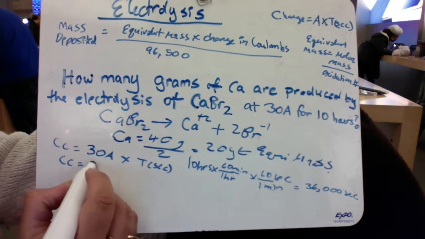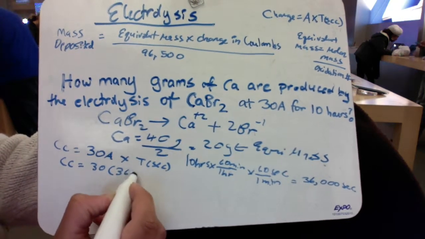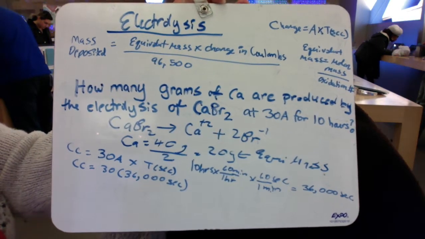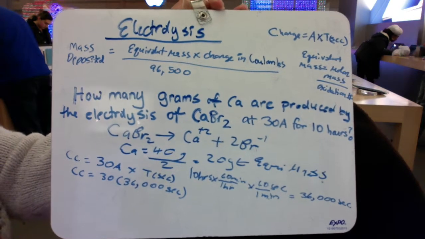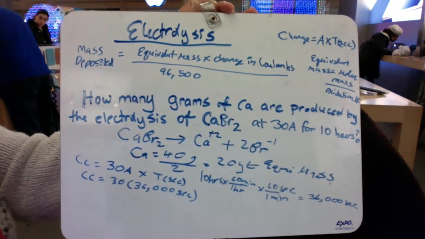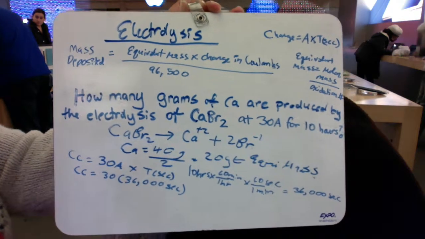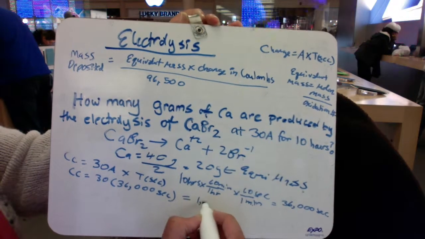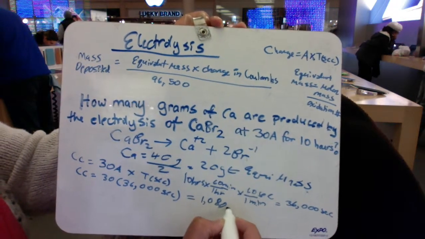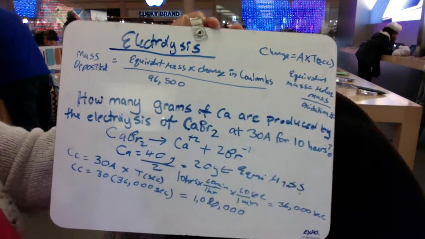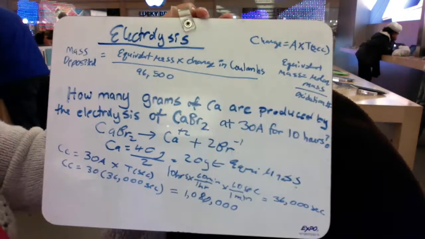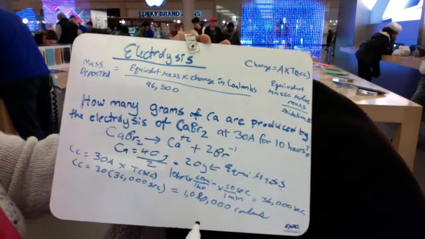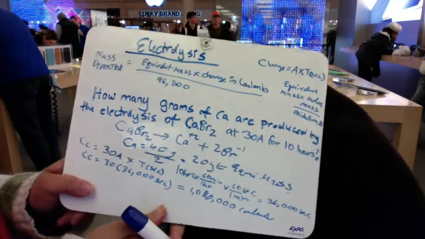The current in amperes is 30 amps times 36,000 seconds. So get out your calculators and do the math. And we'll see that it's 1,080,000 coulombs. I'm sorry, not amps, coulombs. So that's going to be our charge in coulombs, okay?